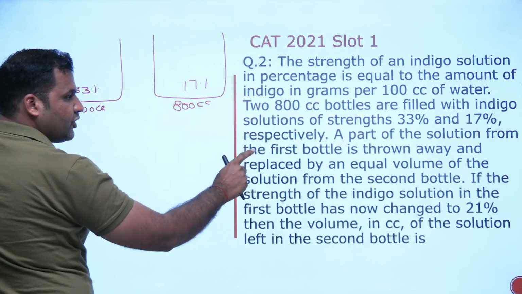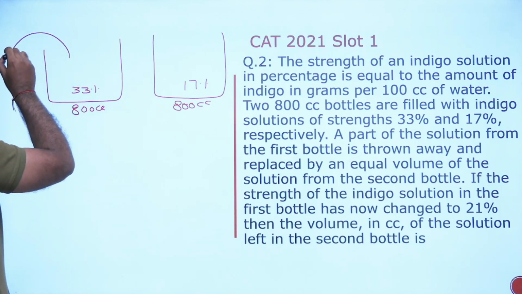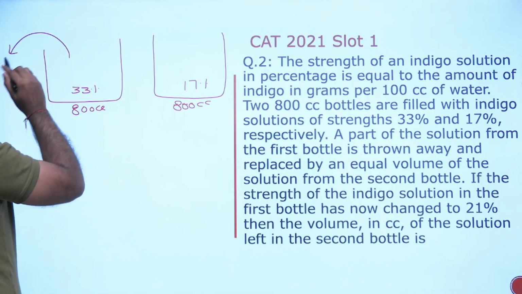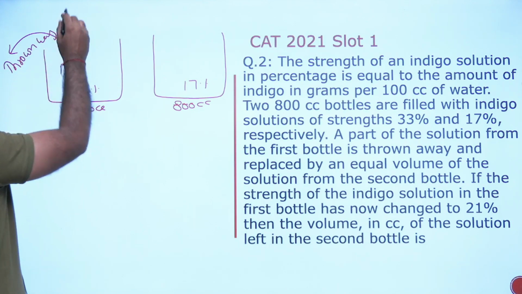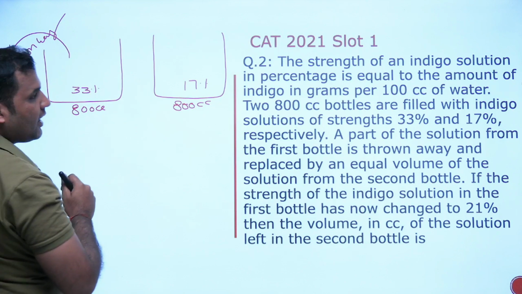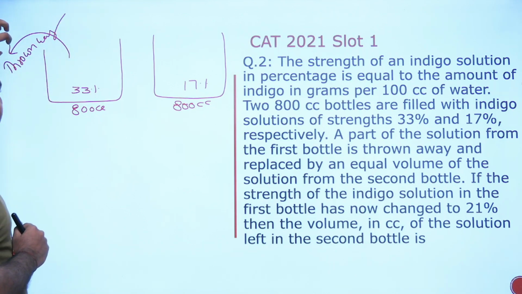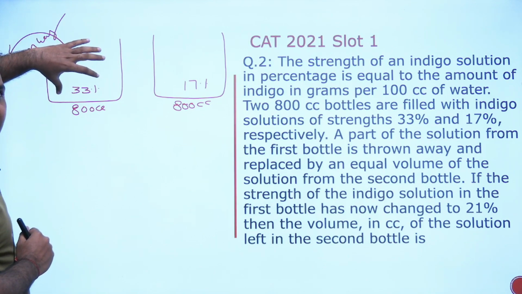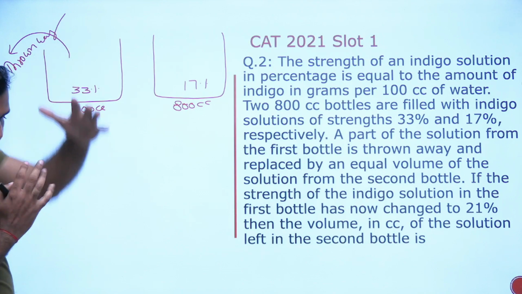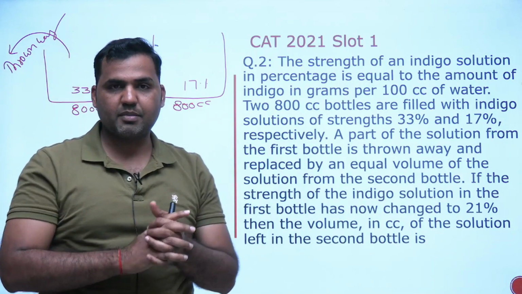A part of the solution from the first bottle is thrown away. So what you're doing is a part of this solution has been taken and thrown away, right? This is part of the solution has been thrown away. Now tell me, guys, if I'm taking a part of the solution and throwing it away, will the concentration of this get changed? No.